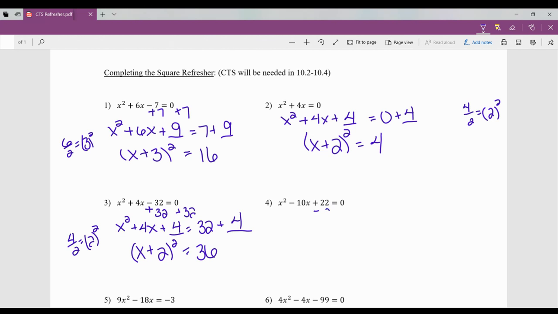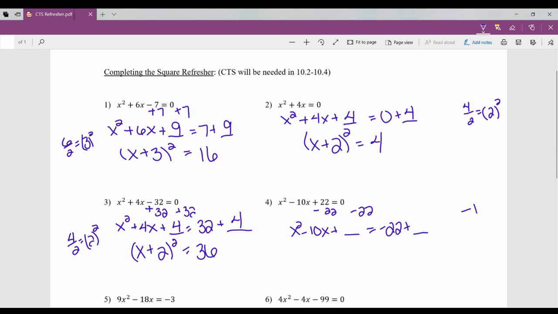All right, for the next one, we're going to subtract 22. So we get x squared minus 10x plus blank equals negative 22 plus blank. We're going to take our middle term and divide it by 2. So divide that negative 10 divided by 2. That's negative 5, but we're going to square that, so that becomes positive 25. So we add 25 to this side, we add 25 to that side. So it's going to be x minus 5 squared equals 3. Final answer.